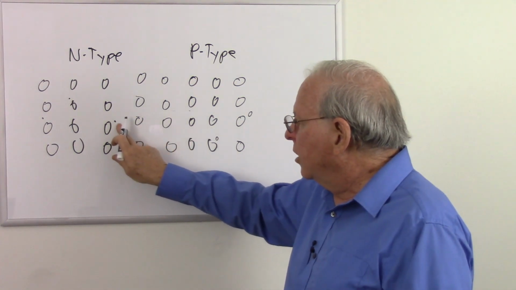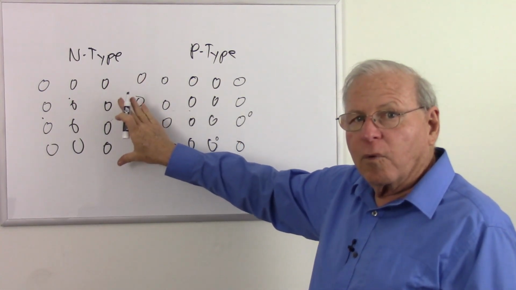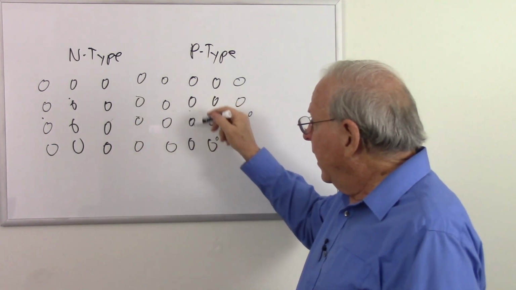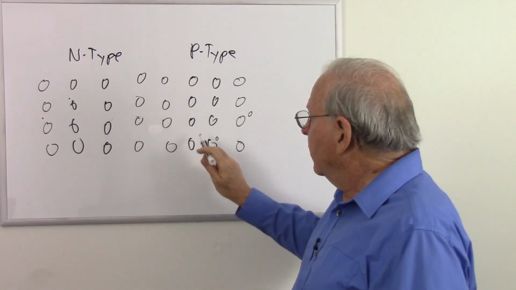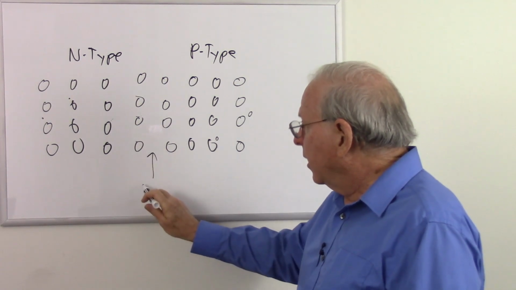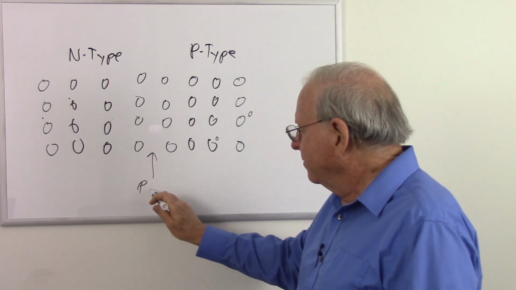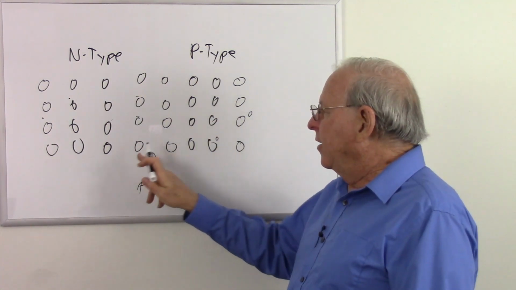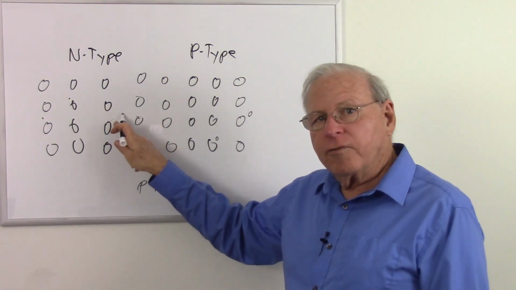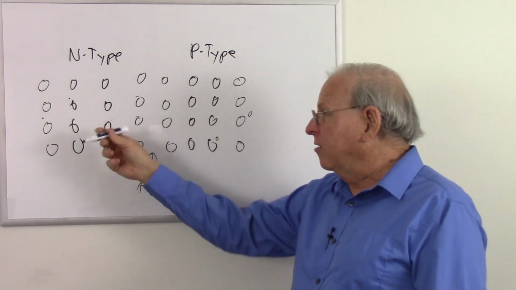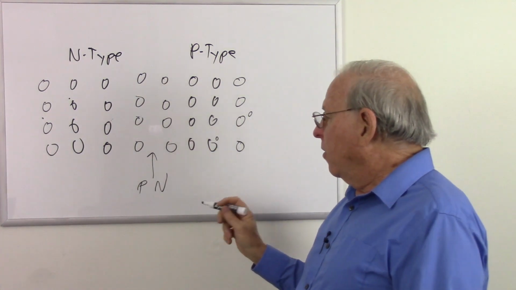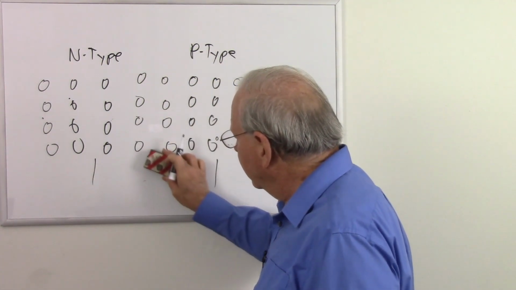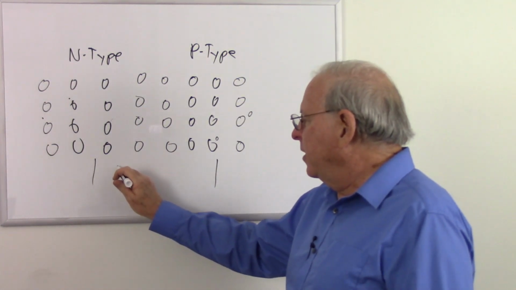Now it only happens near the junction because these electrons cannot go far away from their parent atoms. But as long as it's close enough, they can hop across and fill those holes. So in this area here, there's the junction. It's called a p-n junction. I guess I should have put the p-type over here and the n-type there. Near that junction is an area where there are no free electrons and no free holes because the electrons have gone and filled them. That area is called the depletion region.